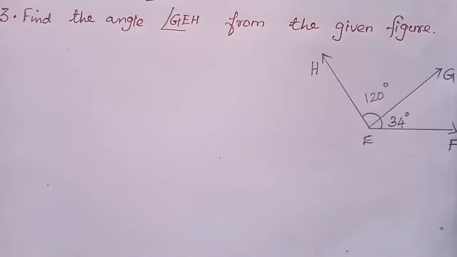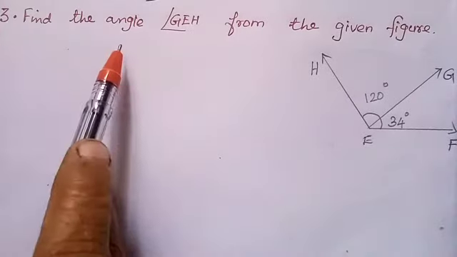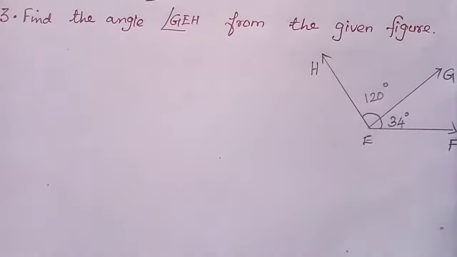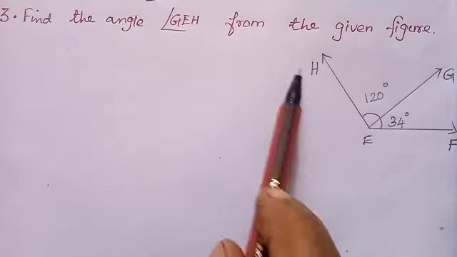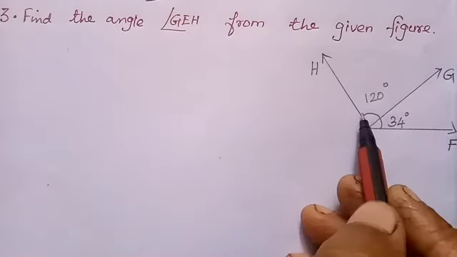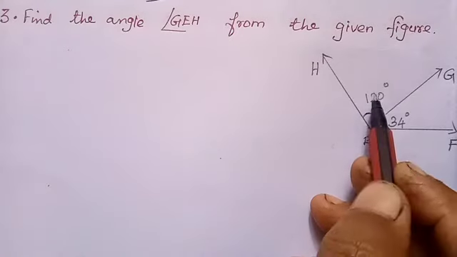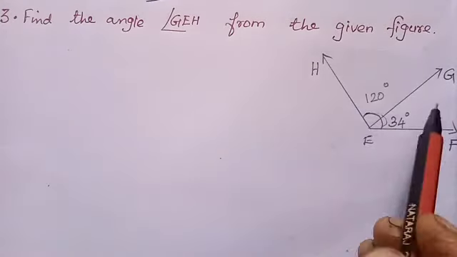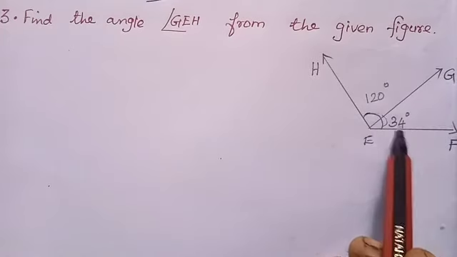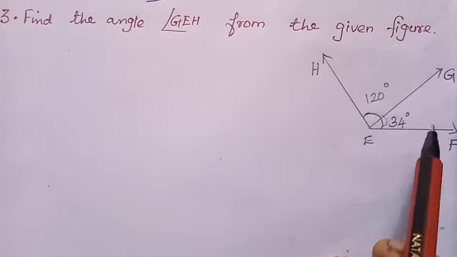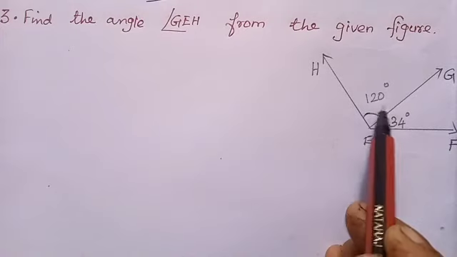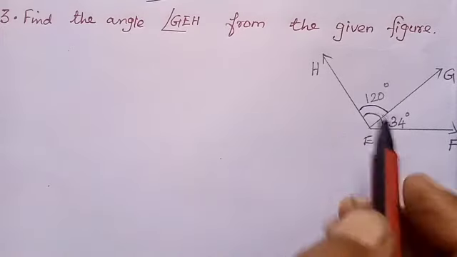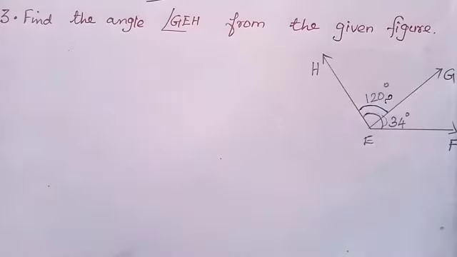Now listen, the third question. Find the angle GEH from the given figure. See, in this figure, HEF, totally angle E equal to 120 degree. That means HEF equal to 120 degree. Here GEF equal to 34 degree. We are going to find out separately how much this angle is. Here HEG equal to how much. This angle we are going to find out.